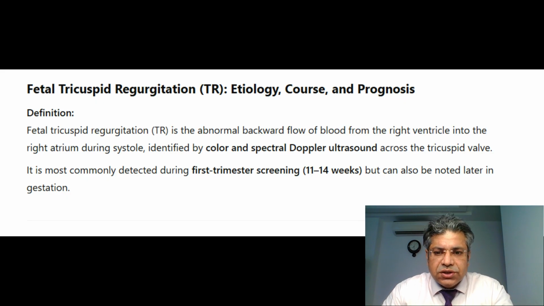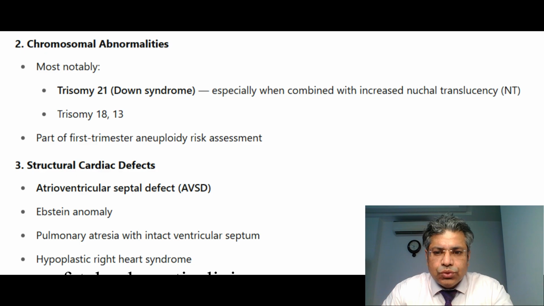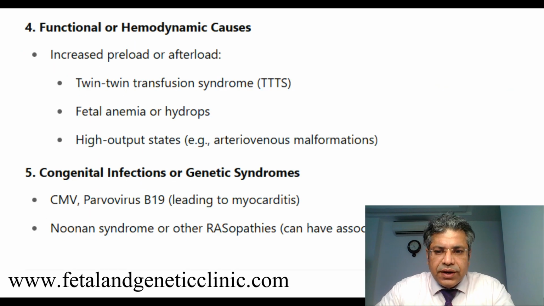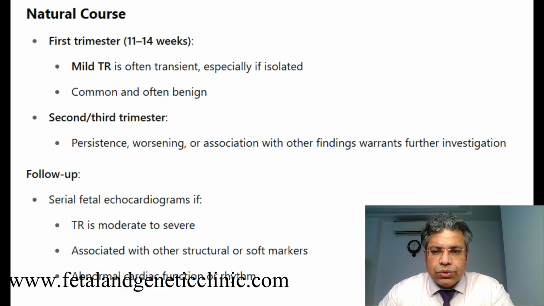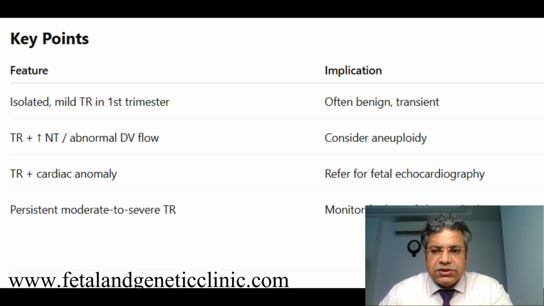So the tricuspid regurgitation is a normal finding if the velocity is less than 70 centimeters per second. It can be physiological or pathological, right? Physiological ones are usually normal, but it could be associated with chromosomal abnormalities and structural cardiac defects, right? And other causes could be anemia or an infective etiology, right? But the natural course is that mild TR is normal and benign. As the cardiac systems mature, the prognosis is very good, right? So there is hardly anything to get worried about, and this is usually benign.